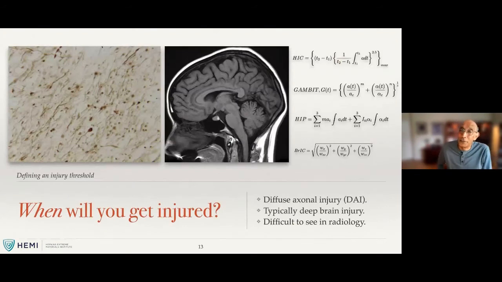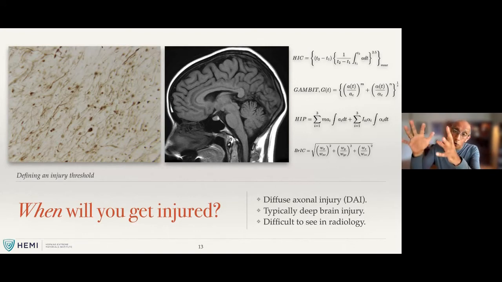So let's start with the when will you get injured. We need some kind of an injury threshold. We want to be able to look at an event and say, this person's going to be hurt. We've got a variety of these thresholds already identified right now, and you can see some of the injury thresholds on the right, these equations on the right. The head injury criterion, GAMBIT, HIP, BrIC. Each of these relates to how much acceleration you've got, how long the acceleration's been on, what kind of acceleration, is it linear, is it rotational, and then the motions of the head. That's typically how these are done.